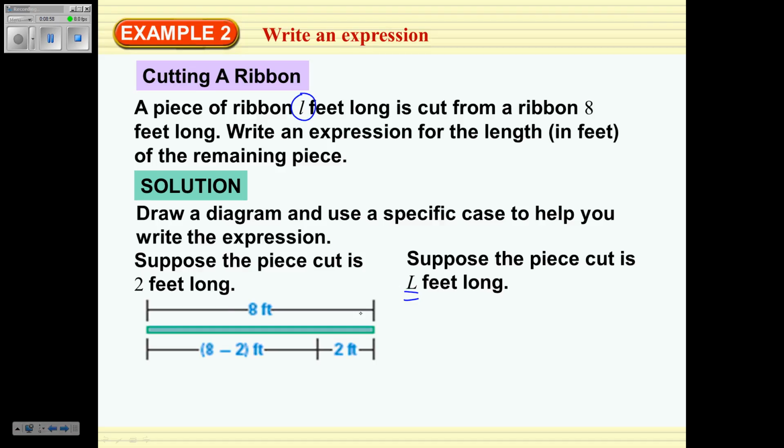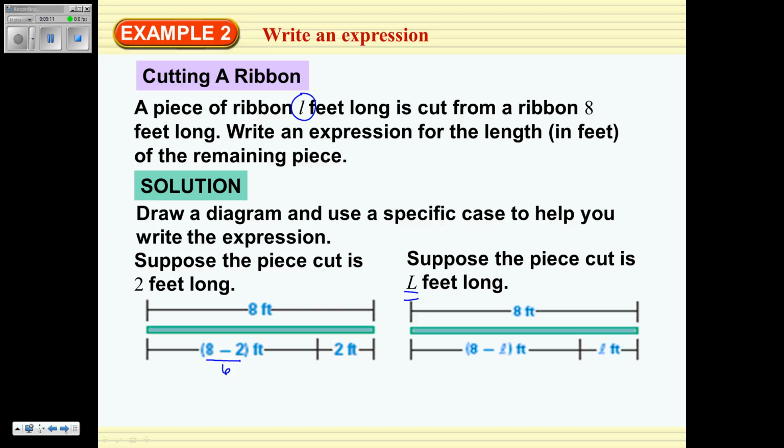Here's our ribbon that's 8 feet long. We're going to cut 2 feet from it. Obviously, this remaining piece would be 8 minus 2, or 6 feet. That should help us solve this one. So let's substitute the L in for the 2. So put that L in for 2, because we don't know how large the piece is. It says L feet long.